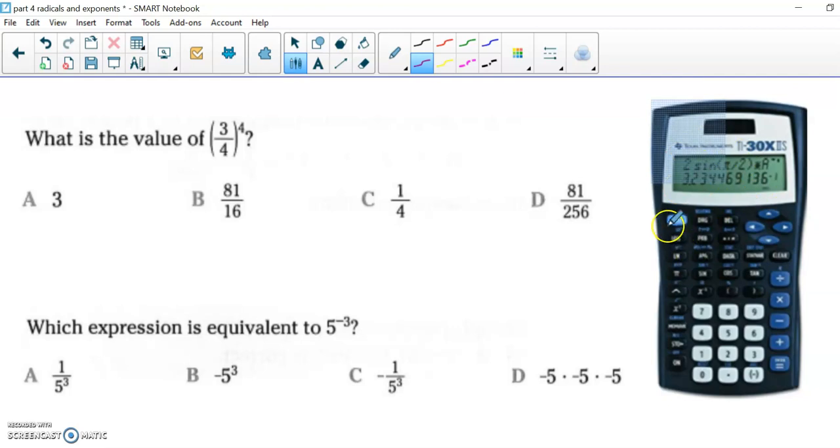Now, I have a little image of our TI-30 because calculator, that was one of our test-taking tricks. You can punch this right in your calculator. I'll show you how to do it, but if you use a calculator, you're guaranteed you're going to get the right answer. So if you use your TI-30, let me just make this a little bit bigger so you could see it better.